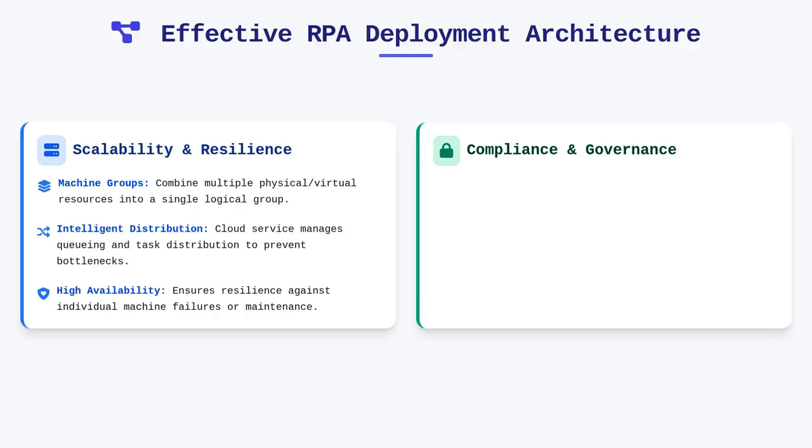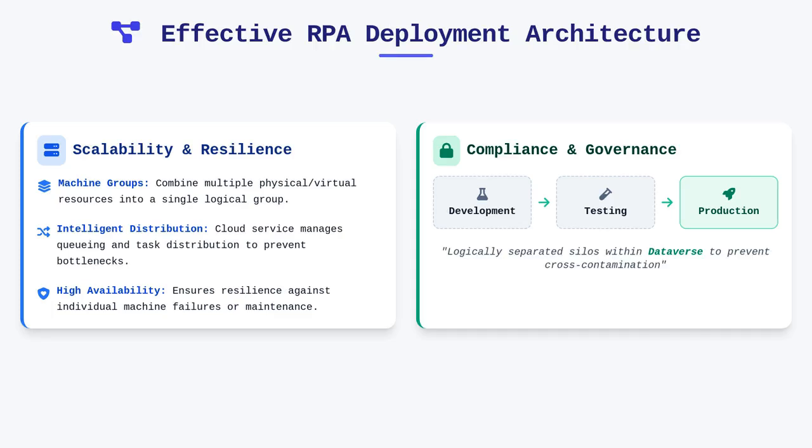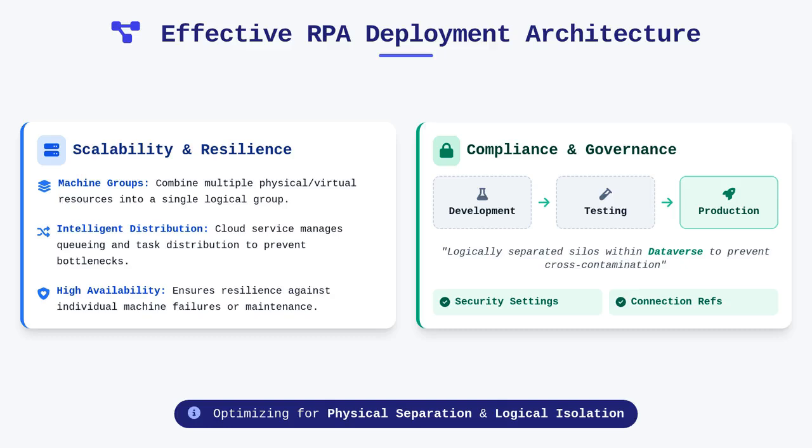From a compliance perspective, you must carefully segment your environments to ensure that development, testing, and production runs are physically and logically separated within the Dataverse. These environments function as silos that encapsulate your flows, connection references, and security settings, preventing unauthorized cross-contamination of your automated processes while maintaining a streamlined path for promotion between environments.